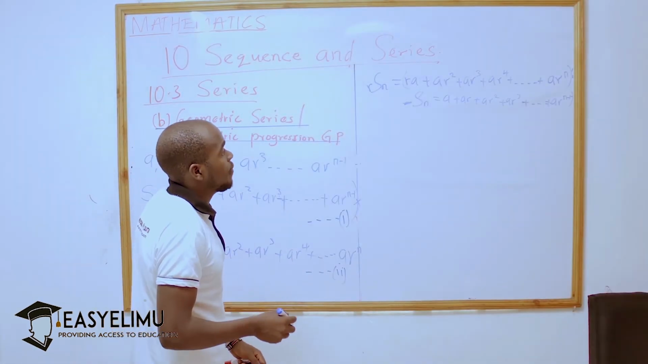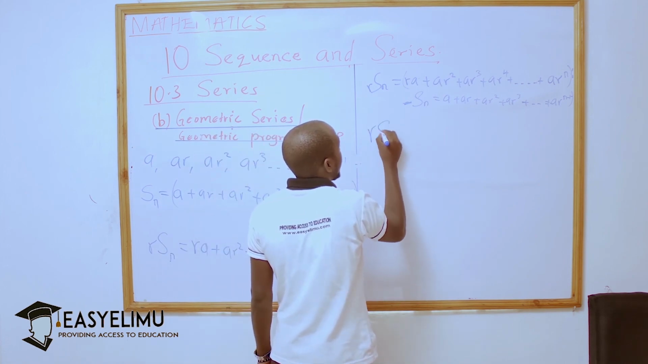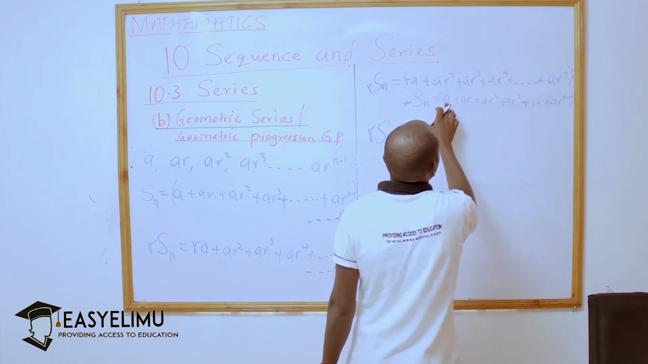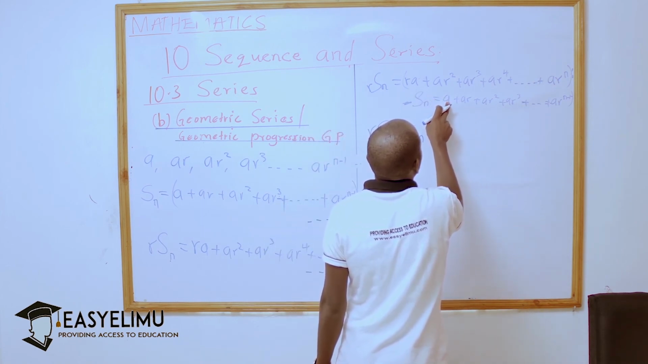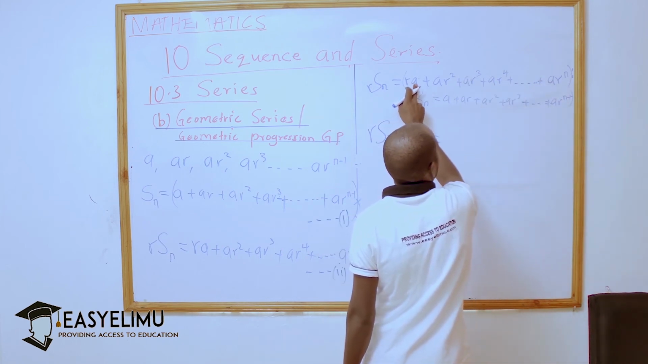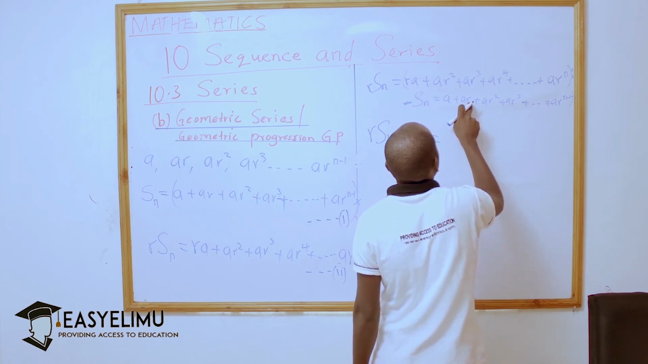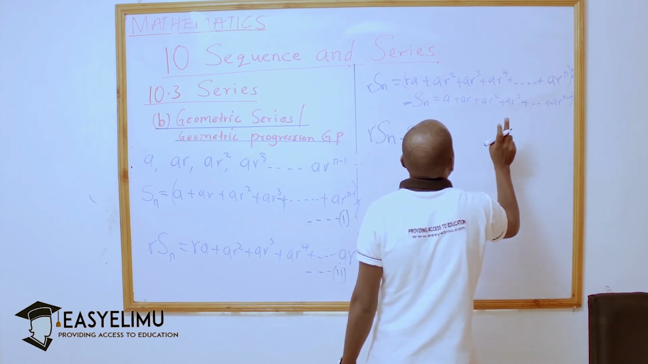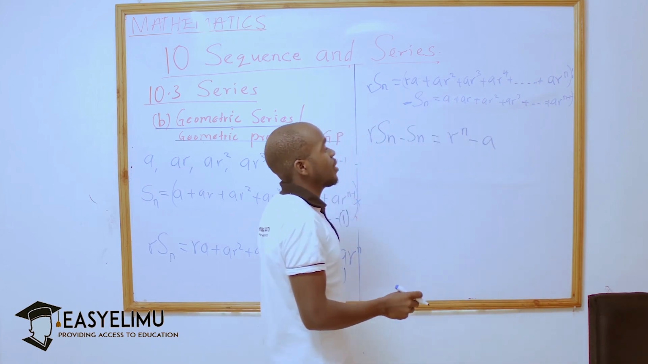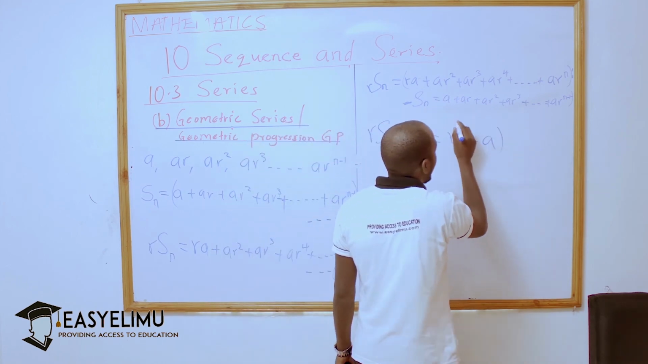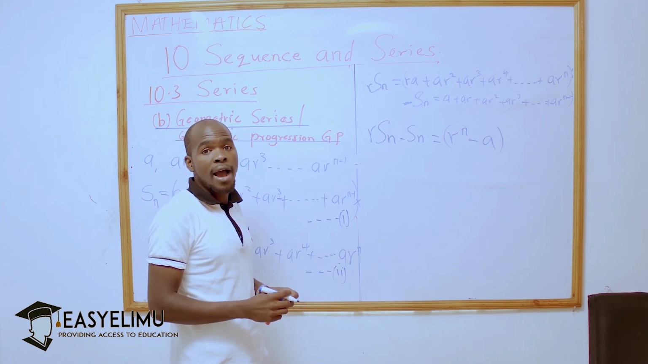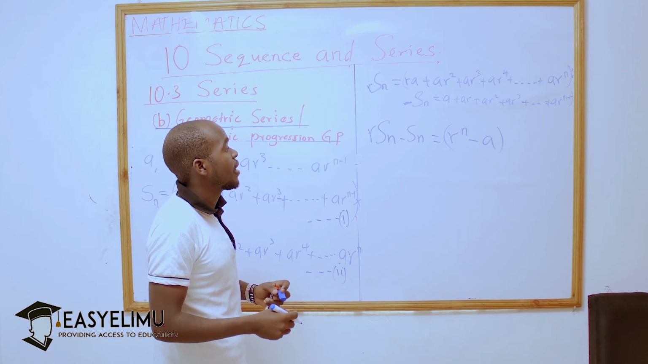Then on subtraction, we shall find out that this one will be R times Sn minus Sn is equal to, if you subtract, we shall only remain with this one here, and it will be negative, but this one here will be positive. Since this AR will be subtracting with AR, they will all cancel out, and we will remain with AR raised to n minus A. So you will remain with this as the entire sum of that geometric sequence after multiplying by the common ratio.